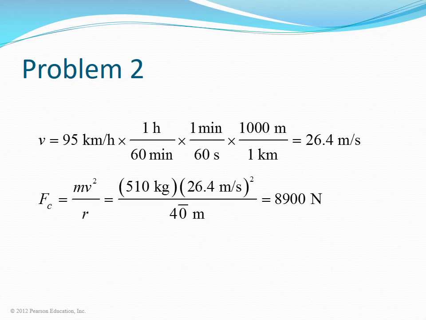First, convert 95 kilometers per hour to meters per second and get 26.4 meters per second. The centripetal force is 8,900 newtons.